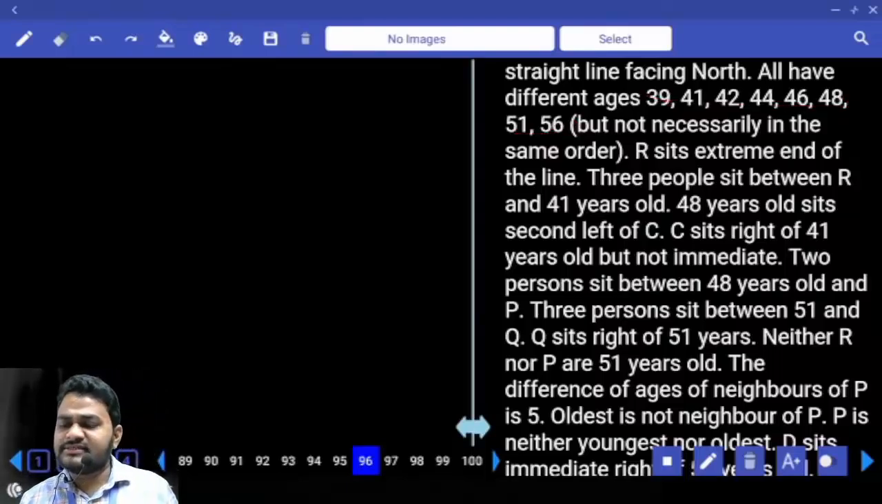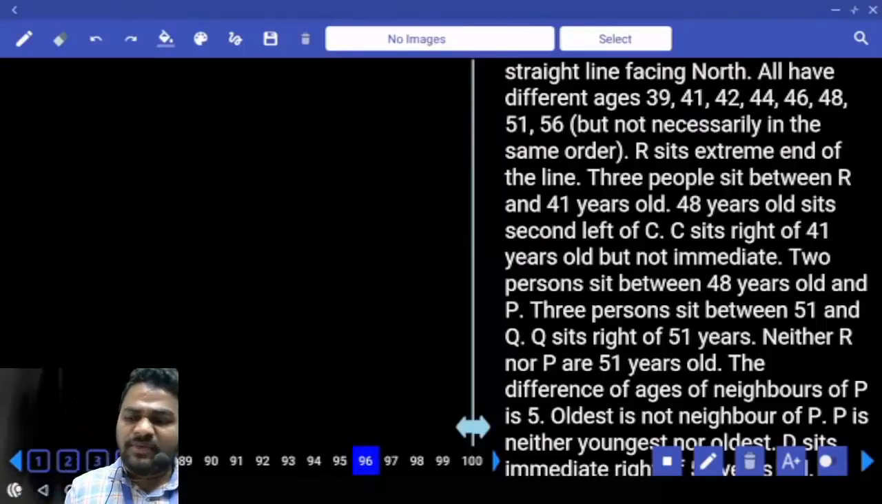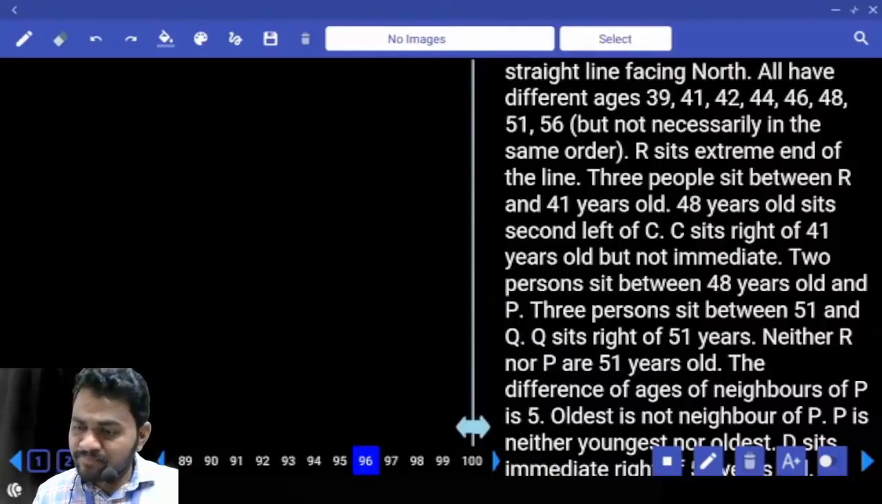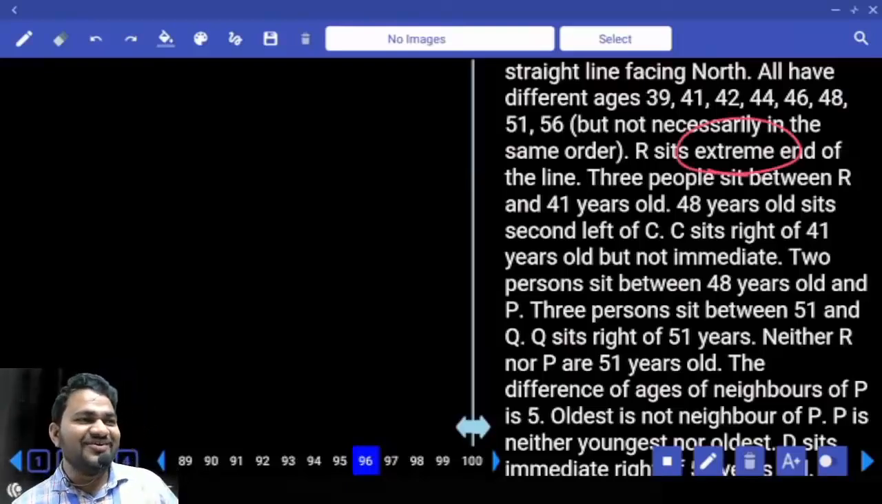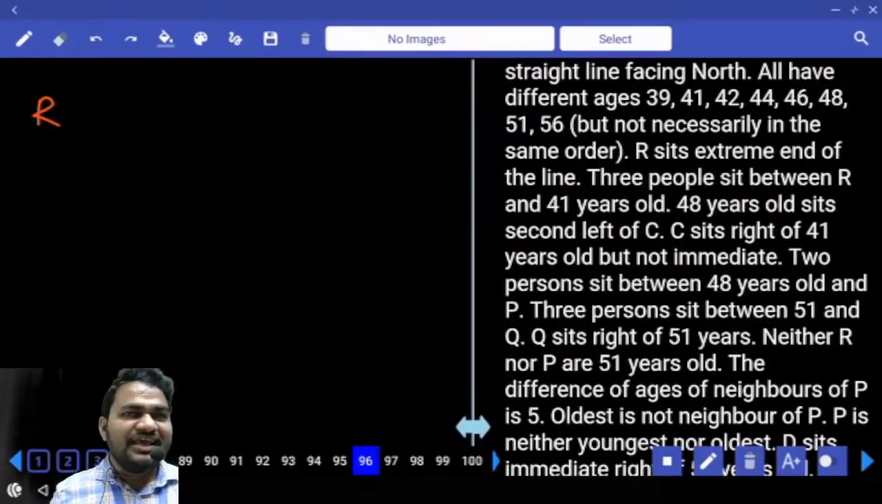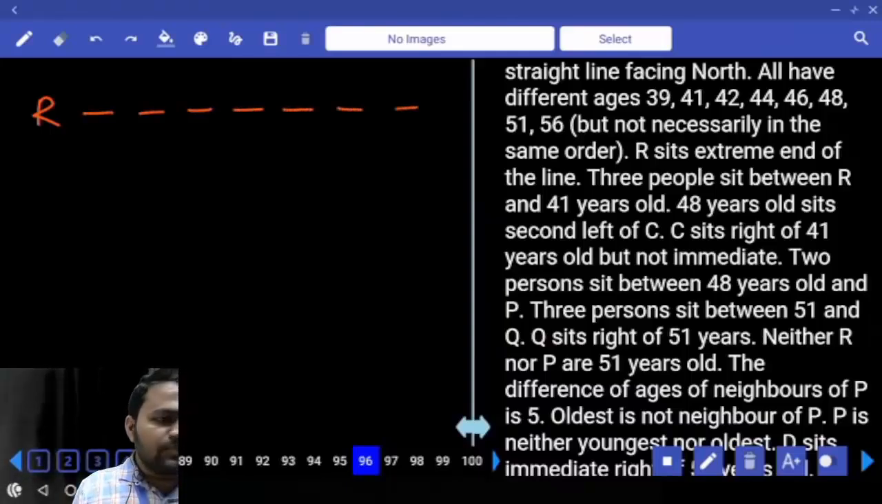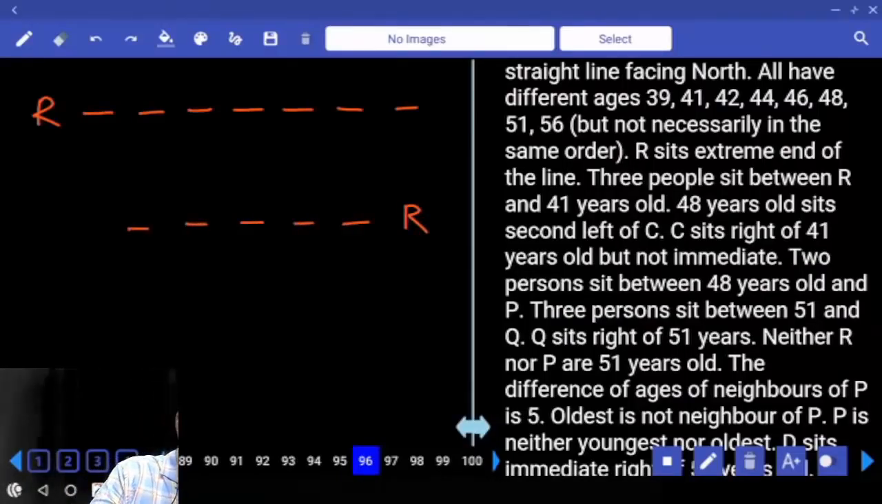R sits at the extreme right end of the line. That means we have 2 possibilities, extreme end of the line. R may be at the left end of the line. We have a total of 8 persons. If R is at the left end, then 1, 2, 3, 4, 5, 6, 7. R may be at the right end of the line, then 1, 2, 3, 4, 5, 6, 7.